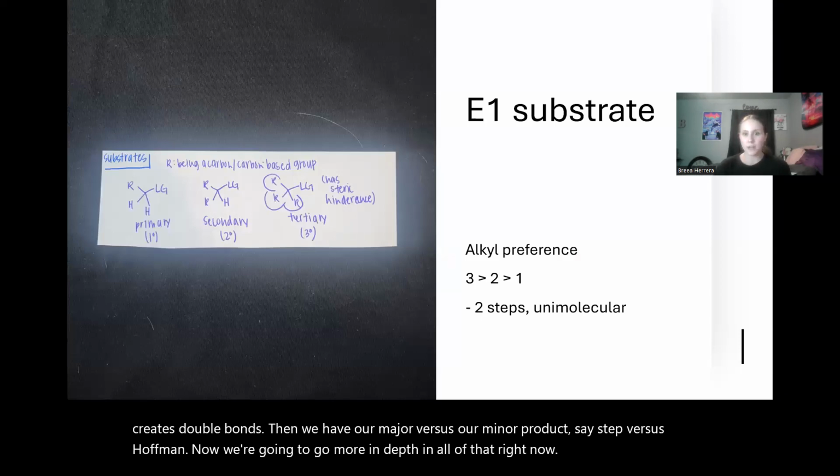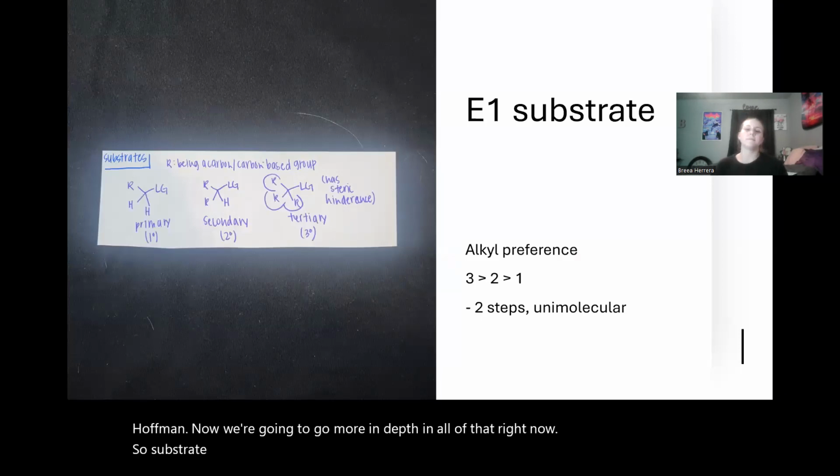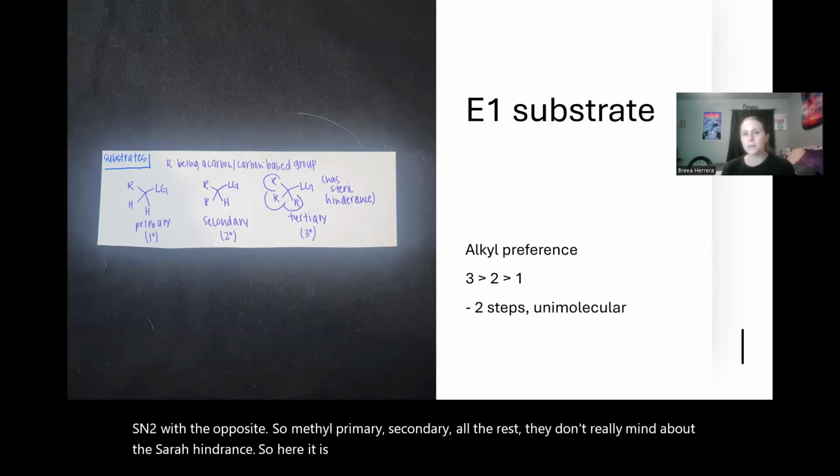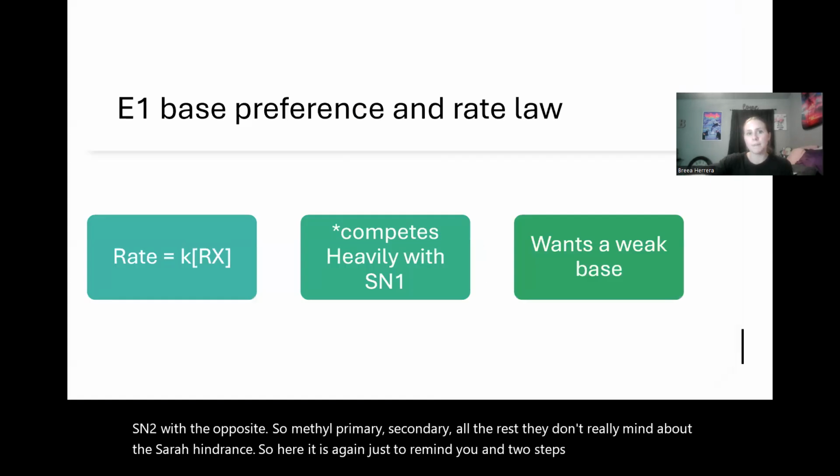So, substrate first. Also, tertiary, secondary, primary. The only one that's different was SN2 with the opposite, so methyl, primary, secondary. All the rest, they don't really mind about the steric hindrance. So here it is again, just to remind you, two steps, unimolecular. The base preference and the rate law.